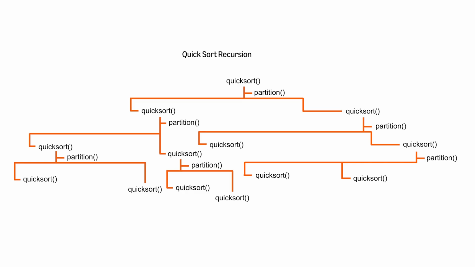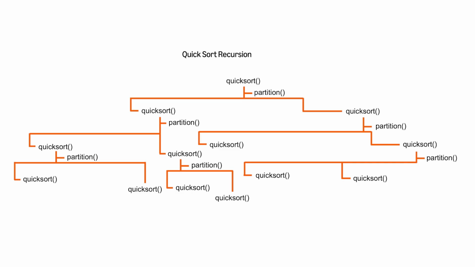It is important to remember 2 things. 1, the number of recursions is not as important as the depth of recursion, and 2, log n in O of log n refers to the log n or logarithmic depth of recursion in the most ideal scenario. So, 8 elements will have depth of 3.